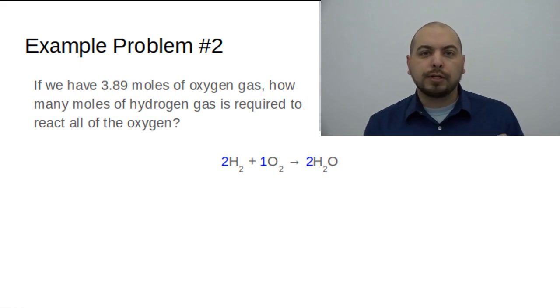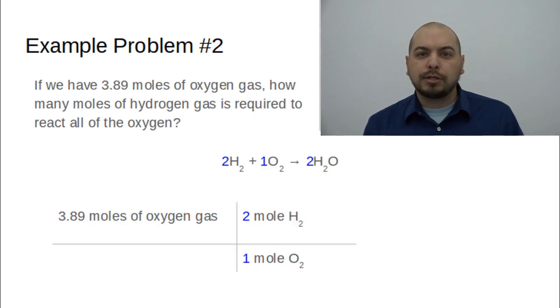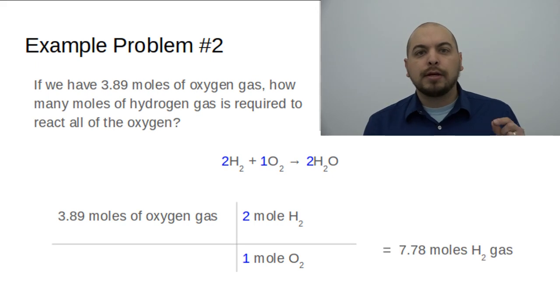So in order to do this, we're going to do the same dimensional analysis, but we're going to convert from moles of oxygen to moles of hydrogen gas. In order to do so, we still use the mole ratio. In this case, the mole ratio is 2 moles of hydrogen gas for every 1 mole of oxygen. This means we write out the oxygen, 3.89 moles, divide by 1 mole of oxygen, and multiply by 2 moles of hydrogen gas. This means that for 3.89 moles of oxygen gas to fully react, we need 7.78 moles of hydrogen gas present.